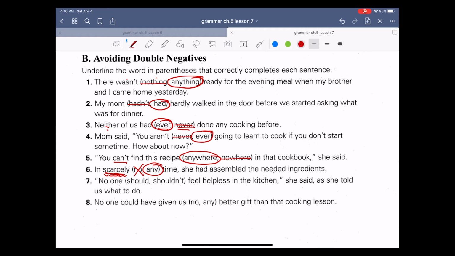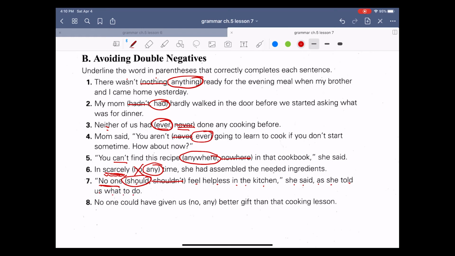Number 7, no one, there's your negative, shouldn't feel helpless. No one shouldn't. Shouldn't is a negative. You can't use it in connection with no one. You have to use should. No one should feel helpless in the kitchen, she said, as she told us what to do.